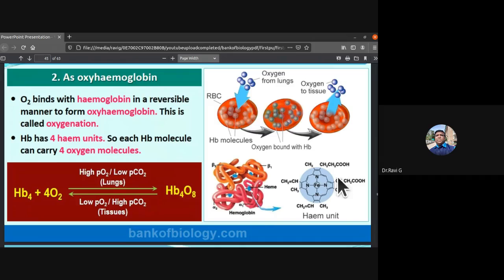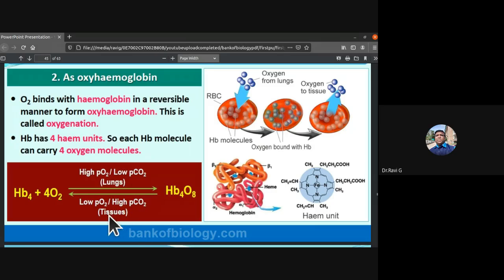These diagrams and other things are not required. This is only for your understanding. But this formula you can write. High partial pressure of oxygen and low partial pressure of carbon dioxide: when that is there, they form oxyhemoglobin, that is Hb4O8. It's a reversible reaction. When there is low partial pressure of oxygen and high partial pressure of carbon dioxide, the oxyhemoglobin will break down at the tissues. In the lungs, it is of this nature.